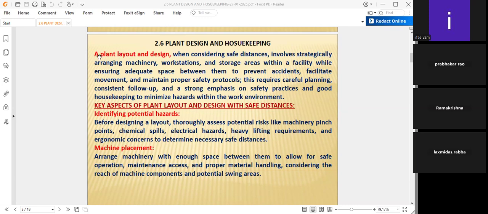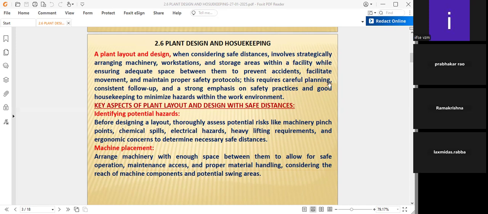That's why a plant layout design, when considering safe distances, involves strategically arranging machinery, workstations, and storage areas within a facility while ensuring adequate space between them to prevent accidents. It facilitates movement of vehicles, pedestrians, and employees from one department to another, while entering for duties and while leaving the shift. You have to see all these things during the design itself and maintain proper safety protocols.